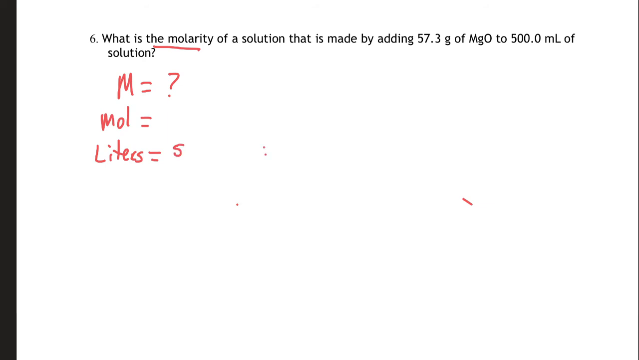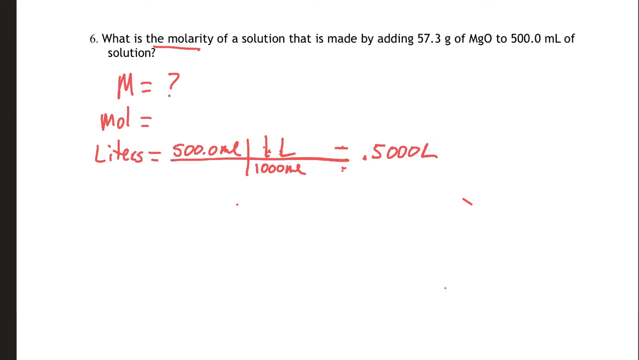So if I have 500.0 milliliters, I can do a little factor label problem. There are milliliters on the top, so milliliters on the bottom. There are 1,000 milliliters in 1 liter. Put this in the calculator or just move my decimal place, and my answer is going to be 0.5000 liters. So now I have liters.